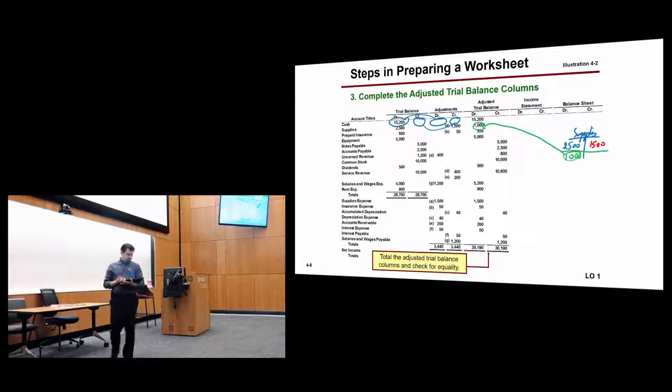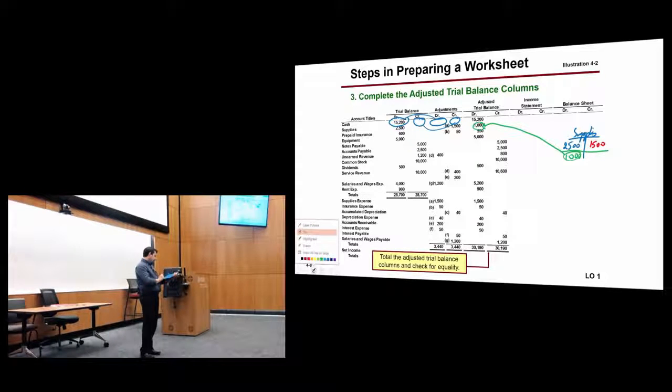So let's do that for the unearned revenue. The original account, basically the trial balance, was. So this unearned revenue. What was the trial balance? 1,200 on the credit side. And then what did we do? We debited 400. What's the new balance? 800 on the credit side. This is the 800. We move it to the credit side.